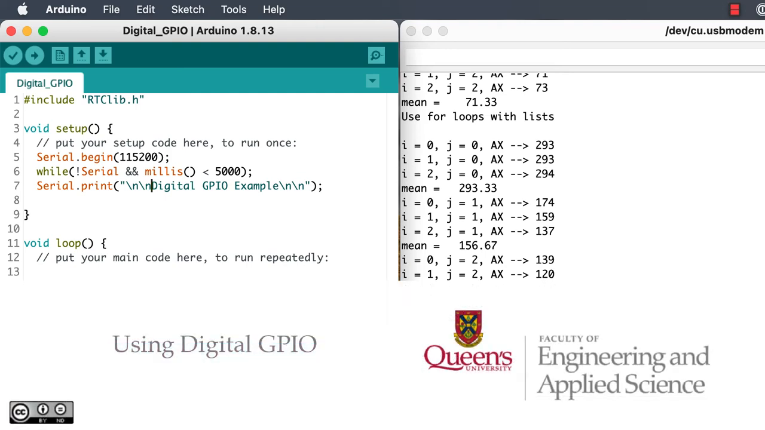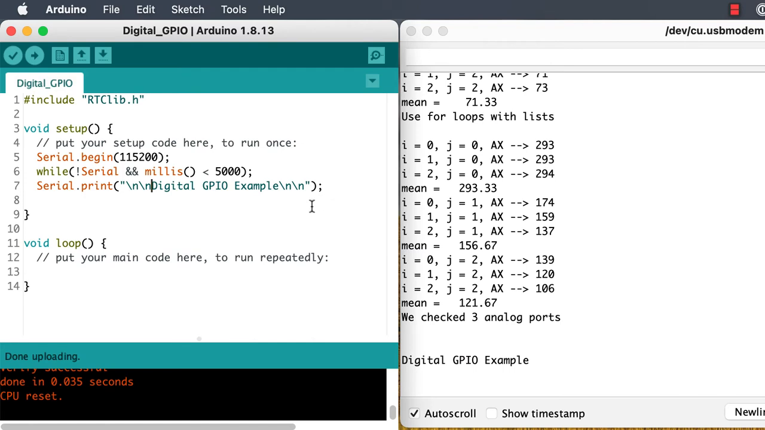Hi, I'm Rick Sellens, and I'd like to show you how to use some of the digital general purpose input output pins on your Arduino or similar microcontroller.